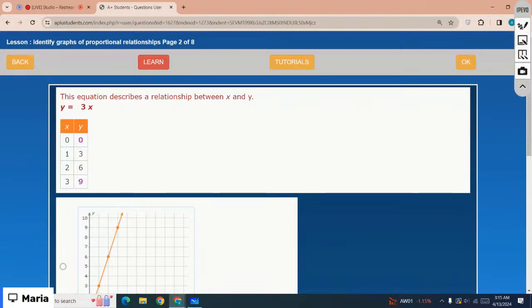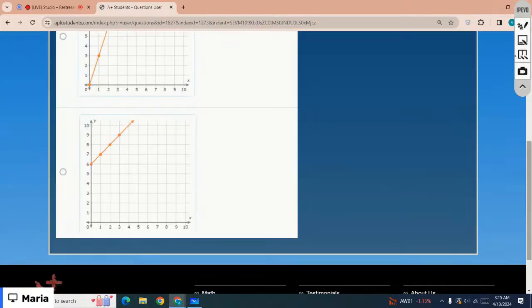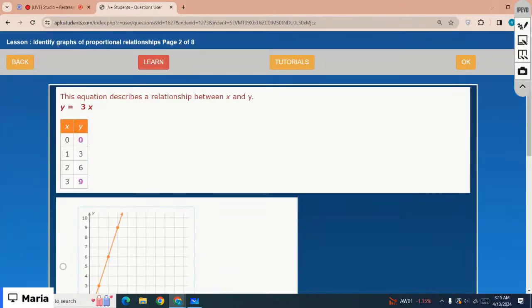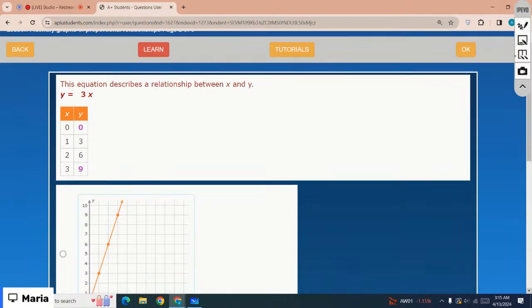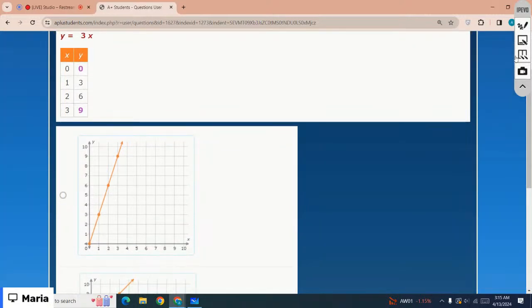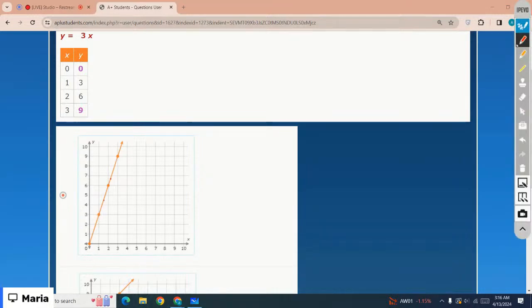The next one is y equals 3x. The table of values are 0, 0, 1, 3, 2, 6, and 3, 9. Let's see which is the correct option. The graph of a proportional relationship always starts at the origin. You can match the table: x is 0, y is 0. That would be the origin. X is 1, y is 3. X is 2, y is 6, x is 3, y is 9. So that means the correct option is option number 1.